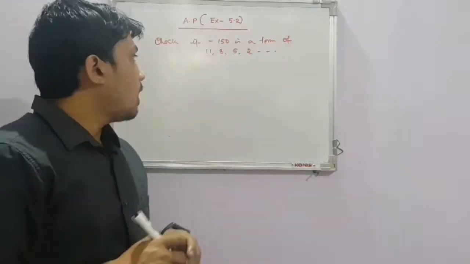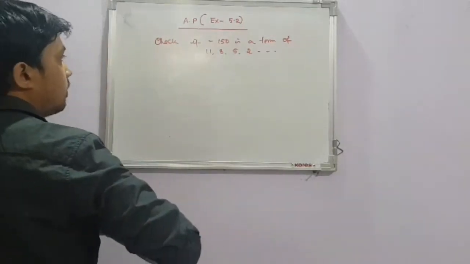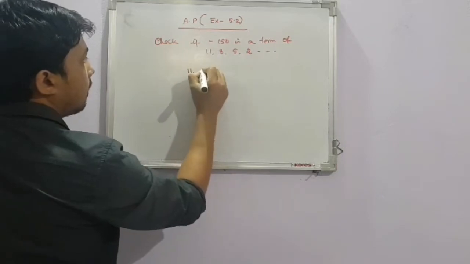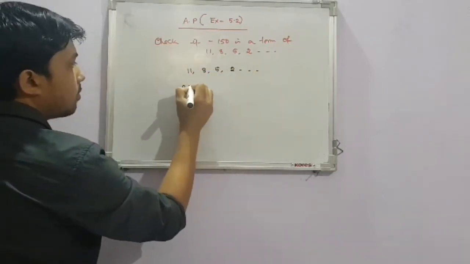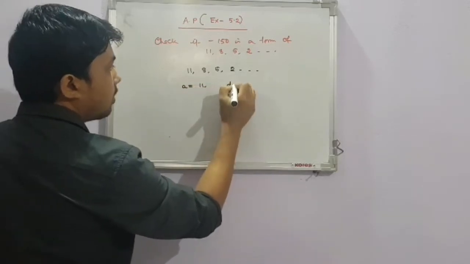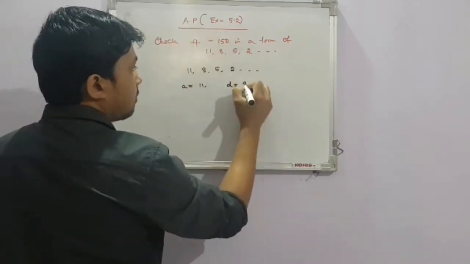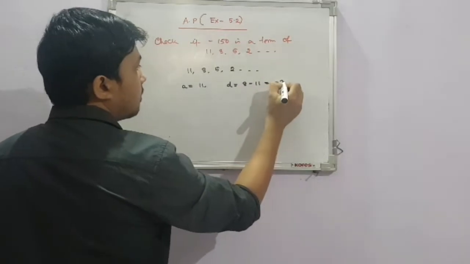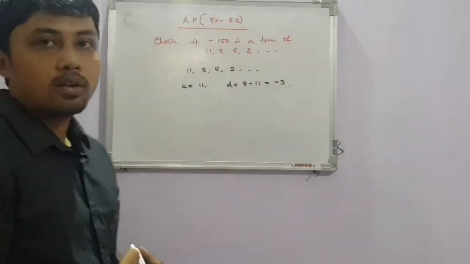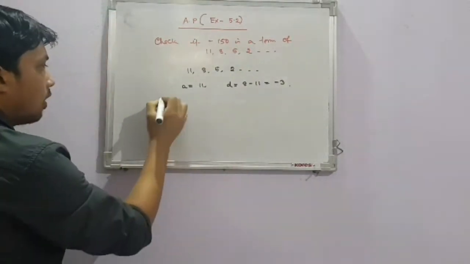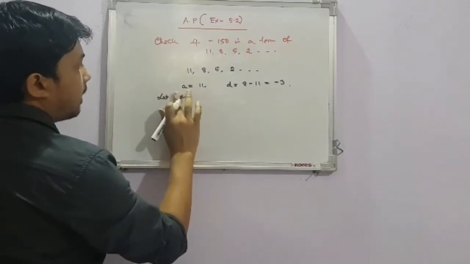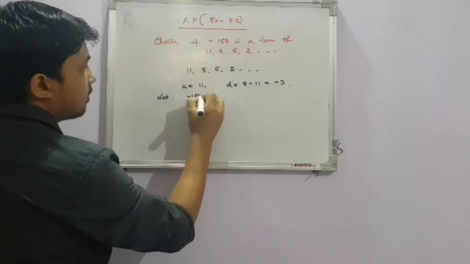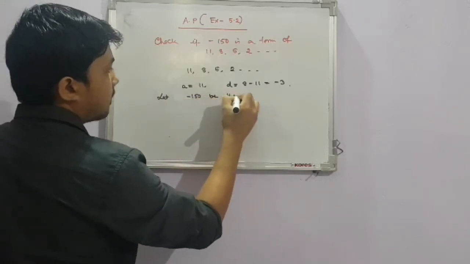How shall I check? For the solution, let me write the AP first: 11, 8, 5, 2. So what is my first term? My first term is 11, and what is my common difference? Second term minus first term, 8 minus 11, it is minus 3. Alright, now we shall assume that minus 150 is the nth term.